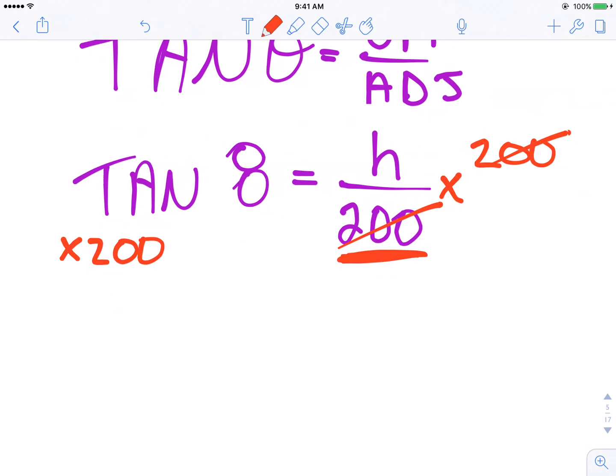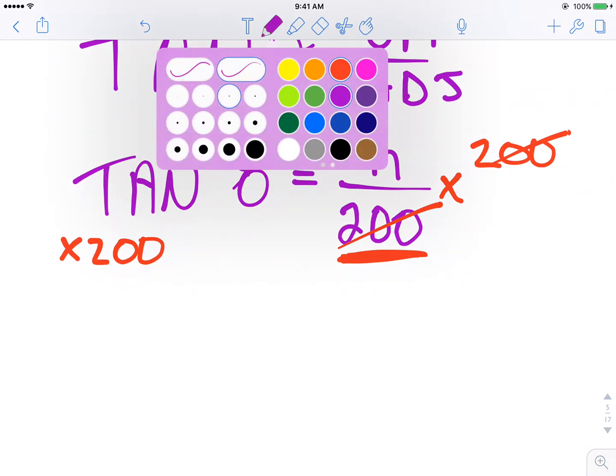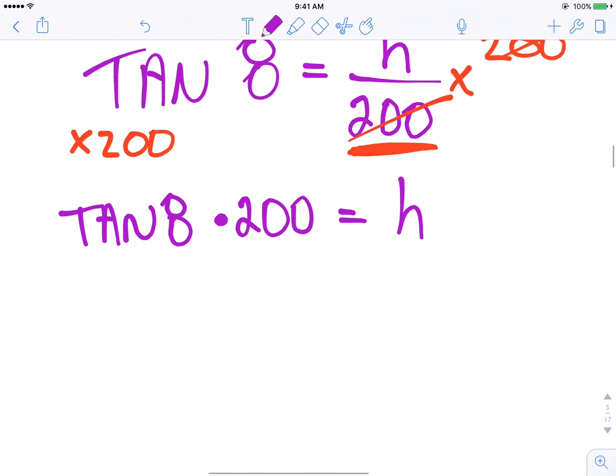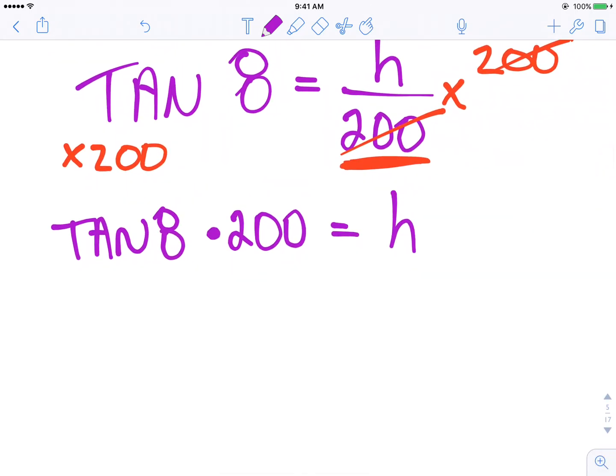Anyway, so when I multiply those out, those cancel. The 200s cancel on the right-hand side of the equal sign. Over here, I'm left with tangent 8 times 200. Tangent 8 times 200 equals h. So now you see I have a simple calculation. I can punch that into my calculator and find my height.